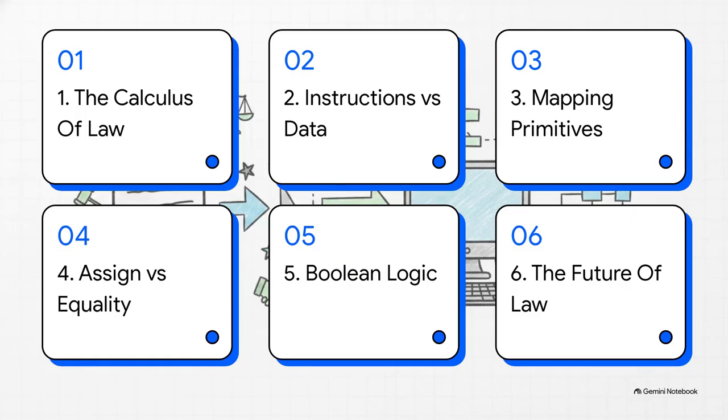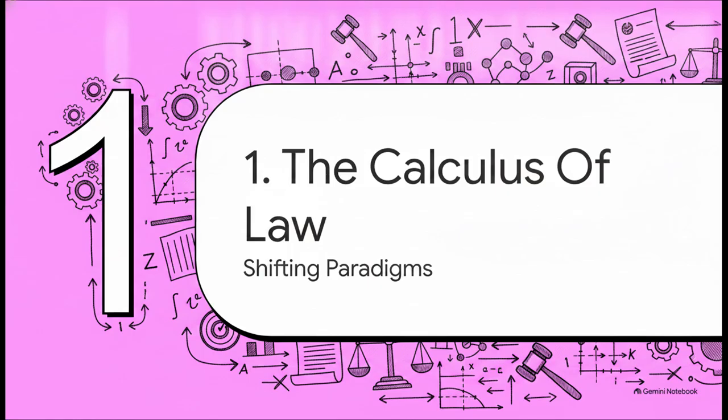Here is our roadmap for today's explainer. We'll start with the calculus of law, move into instructions versus legal data, map out strings and numbers, tackle assignment versus equality, break down Boolean logic and conditionals, and wrap up with the future of law. Starting with Section 1, the calculus of law, shifting paradigms.